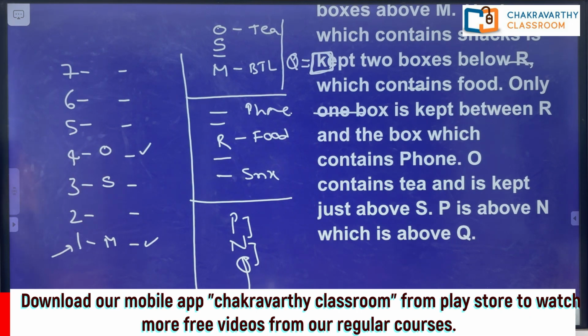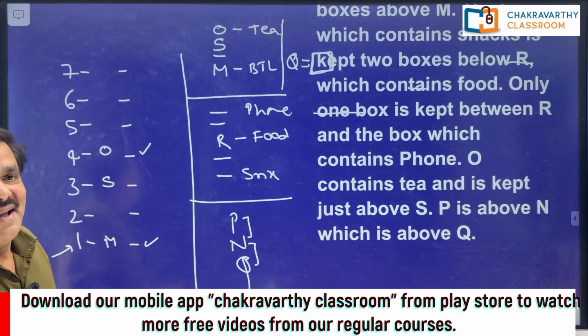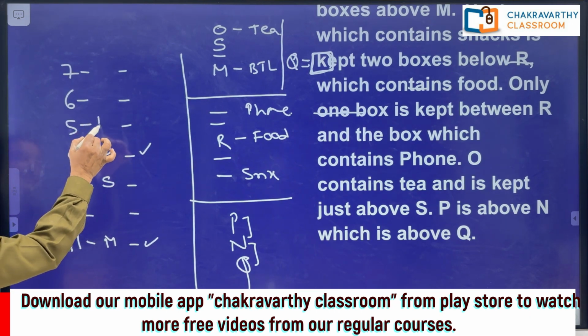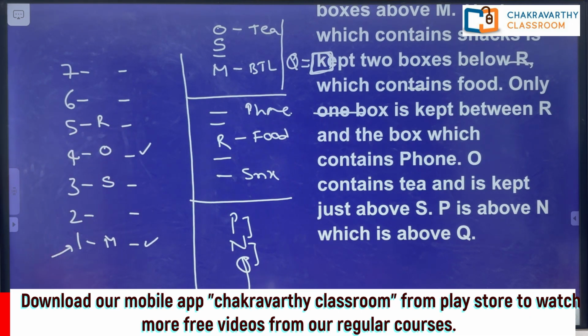Go by the elimination process. Obviously, students, I cannot keep R here, because below R, at least 2 boxes must be there. So go for the next position here. Suppose I keep R here, yes, above R, minimum 2 things are there, below R also minimum 2. But if I keep R here, above R only 1 is there, so I cannot go for that one. So clearly I have to keep R here only, as far as this arrangement is concerned.